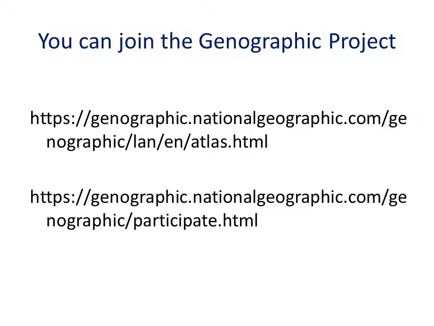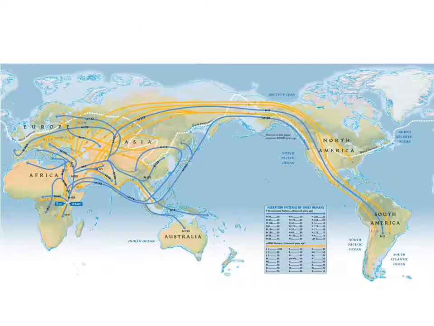You can do this by joining the Genographic Project, which is run by National Geographic. You just take a simple cheek swab and you can be a part of this project. Using this type of DNA, they've been able to determine human migration patterns over tens of thousands of years.